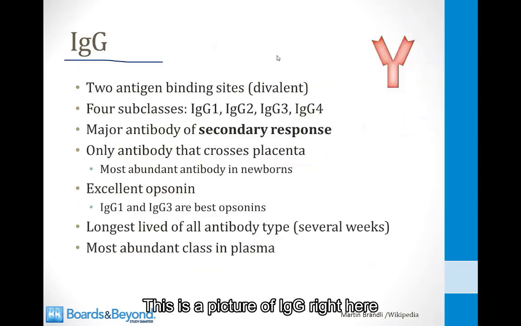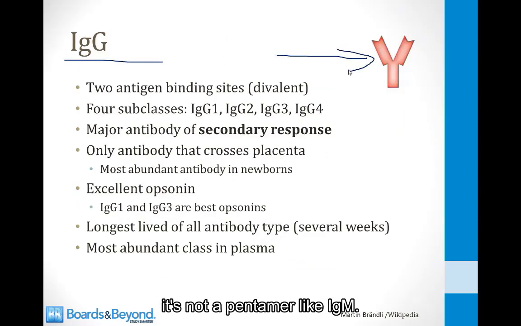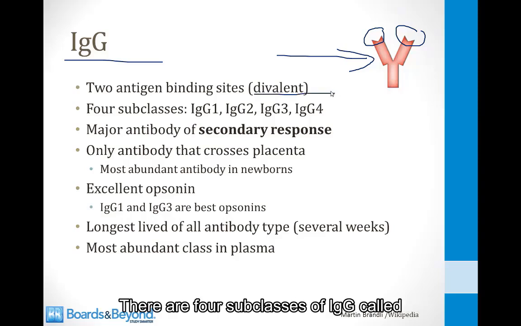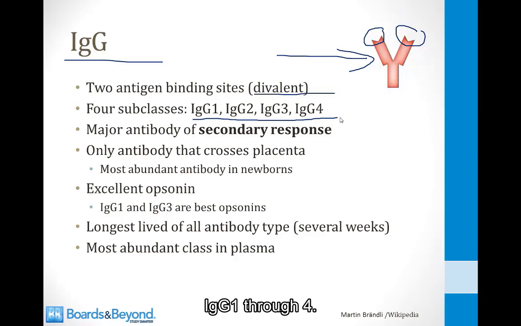IgG is a monomer. This is a picture of IgG right here. It's not a pentamer like IgM. It has 2 antigen binding sites. It's called a divalent antibody for that reason. There are 4 subclasses of IgG called IgG 1 through 4.